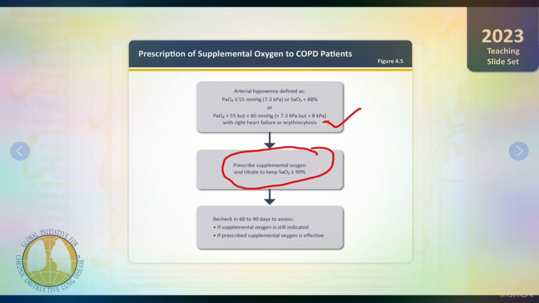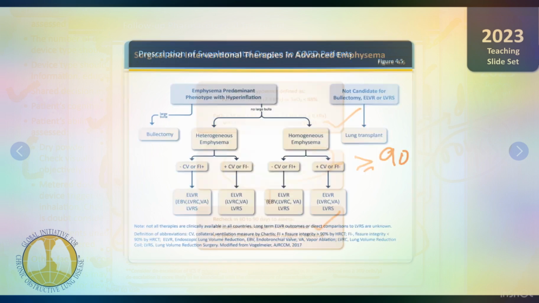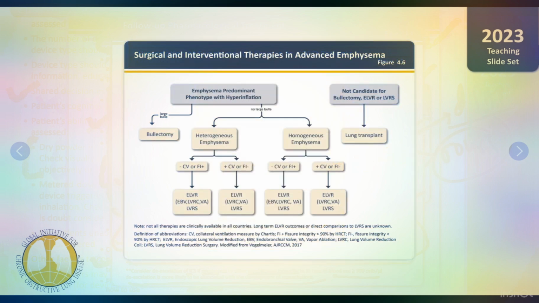Then we should prescribe supplemental oxygen and titrate it and keep it around 90. It should be either 90 or more than 90. And recheck it in 60 to 90 days to assess if supplemental oxygen is still indicated, and if prescribed supplemental oxygen is effective or not. After that, they are telling about surgical and interventional therapies in advanced emphysema.